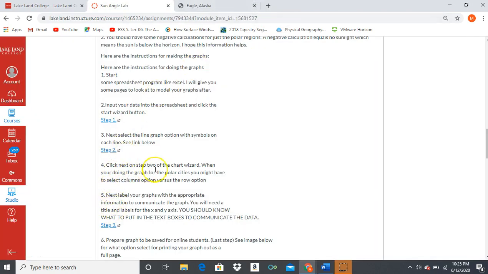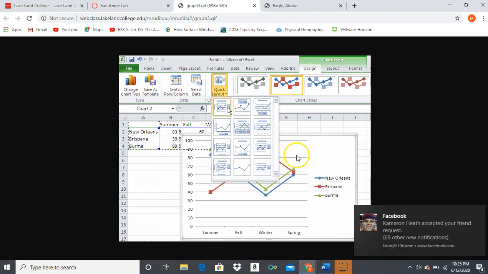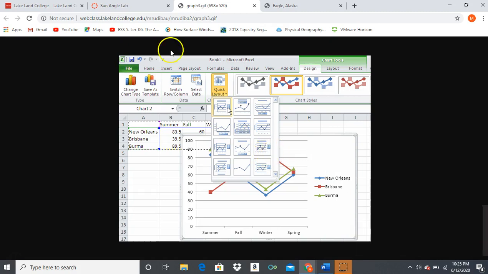Once you get there, you'll get a chart wizard pop up, and once you click the line graph, you could pick a variety of different line graphs. I like the one in the top left because it already forces you to get a title and a label for your y-axis. So you could put your y-axis as sun angle in degrees, and the title of your graph would be sun angles for the polar or subtropical region.